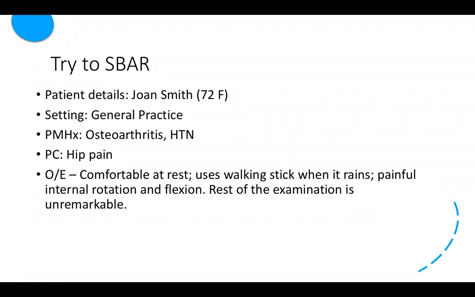So I met a 72-year-old female, Joanne Smith, who presented to the GP with, sorry, hip pain, with a past medical history of osteoarthritis and hypertension. On examination, it's unremarkable, and she's got a mobility aid as well. She feels pain during internal rotation and flexion, but she's comfortable at rest.